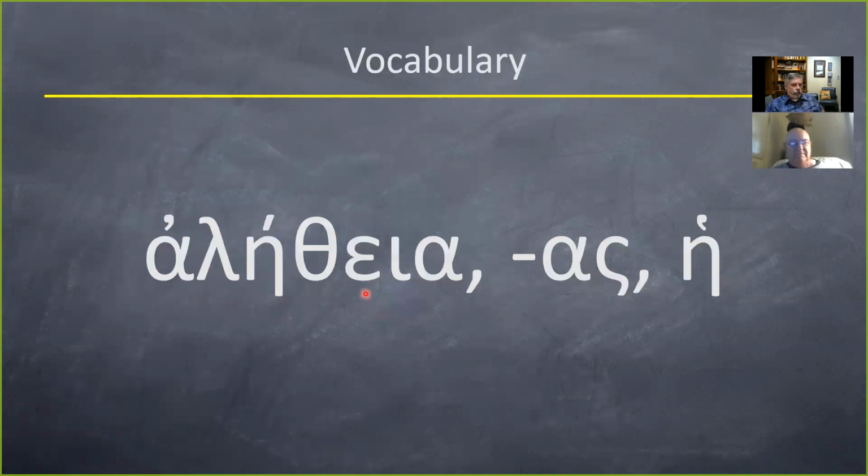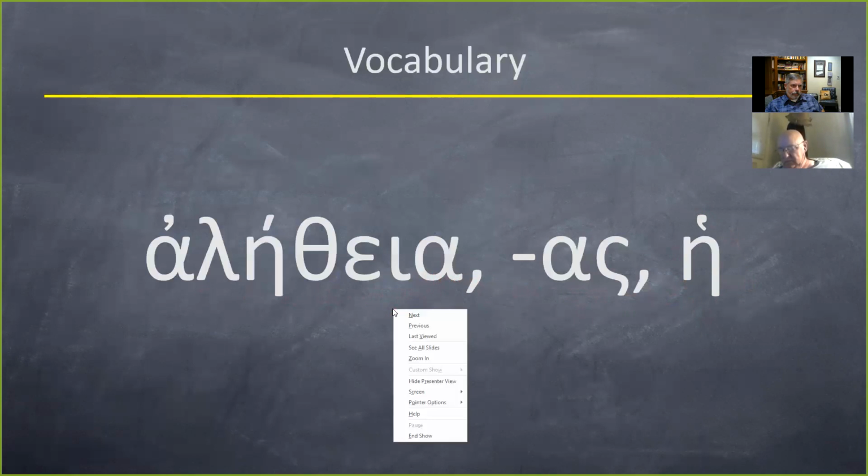So alētheia is truth, and it's used 109 times in the New Testament. Notice that it is an alpha ending. That is the stem ending. There is no case ending, so the nominative singular is feminine. That's why we have alētheias for its genitive, the alpha sigma. And it's hē, rough breathing eta, for the article. And it means truth.